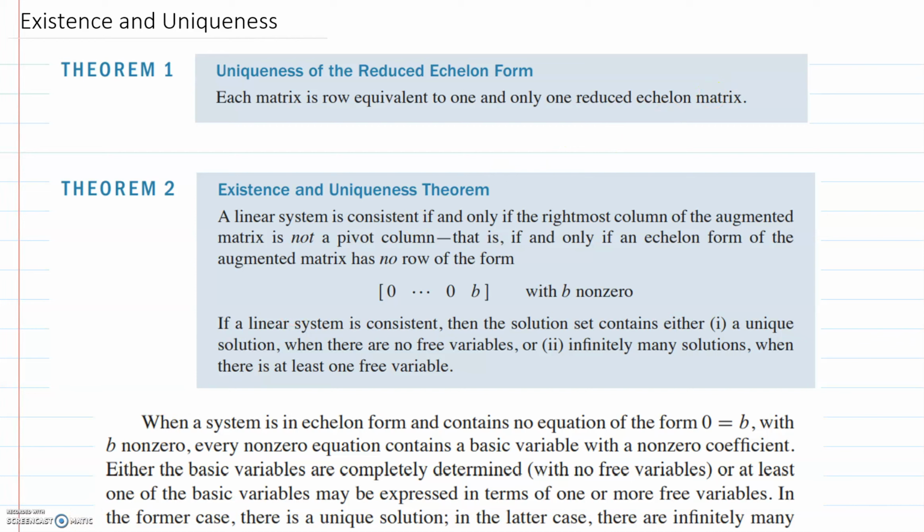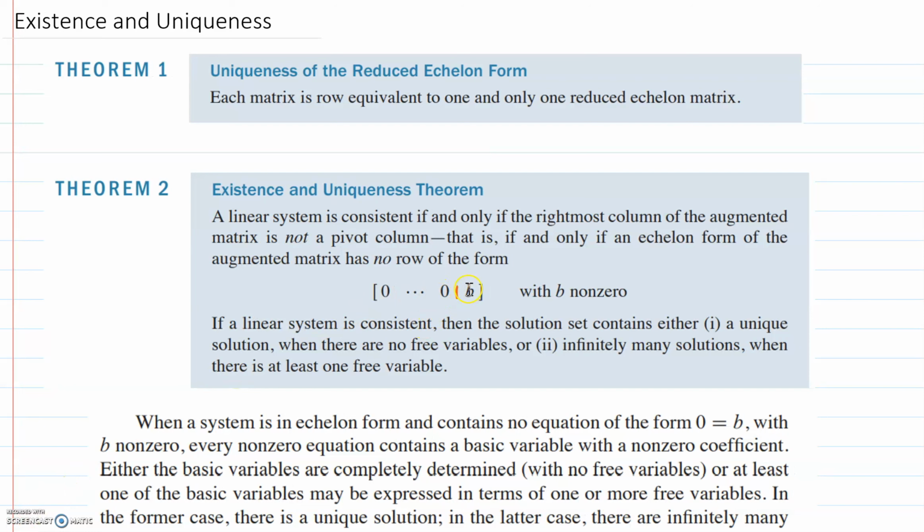Theorem 2 is our existence and uniqueness theorem. It says that a system is consistent, that means a solution exists, if and only if the rightmost column of an augmented matrix is not a pivot column. That is, if and only if an echelon form, and not even reduced, just echelon form, of an augmented matrix has no row in the form of zeros on one side of the imaginary line and a non-zero number on the other side. Let me go ahead and add a line there to make that clear.